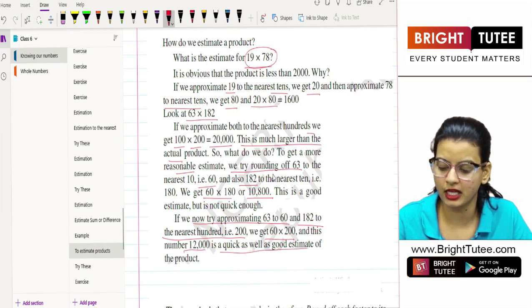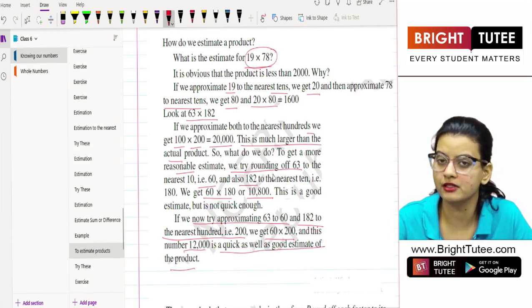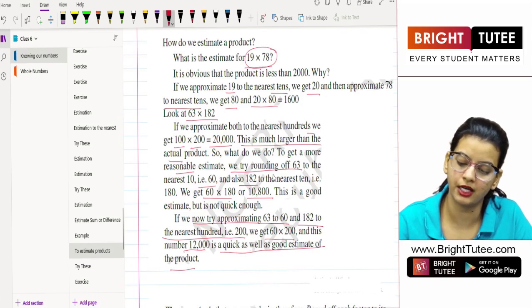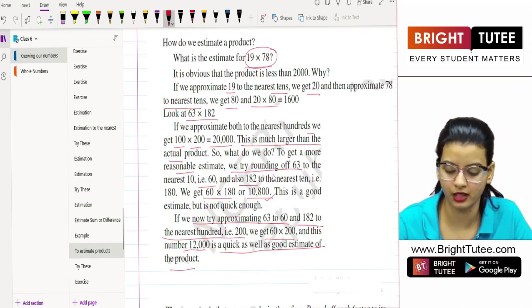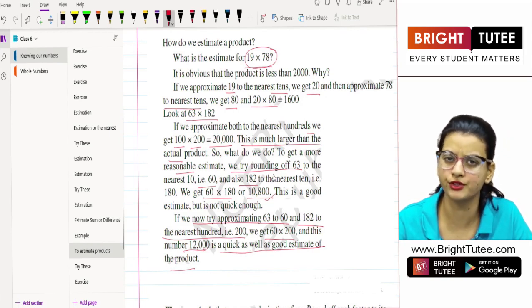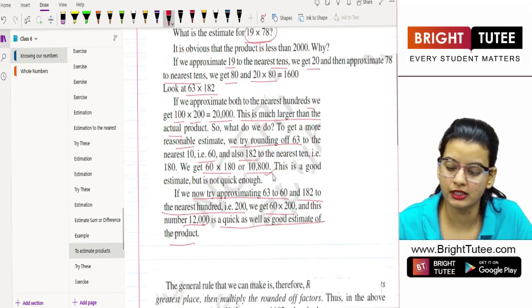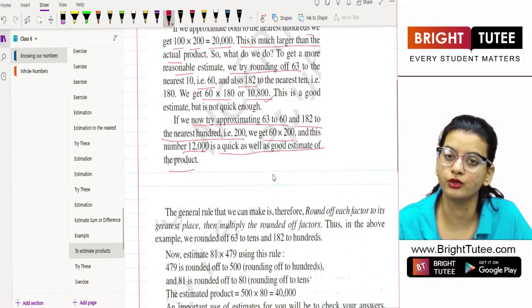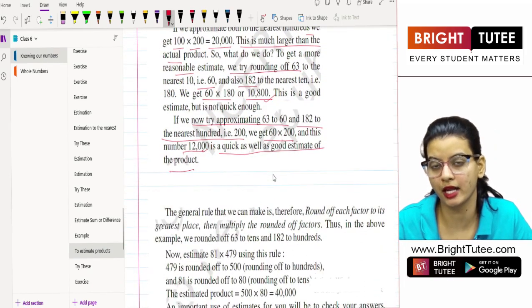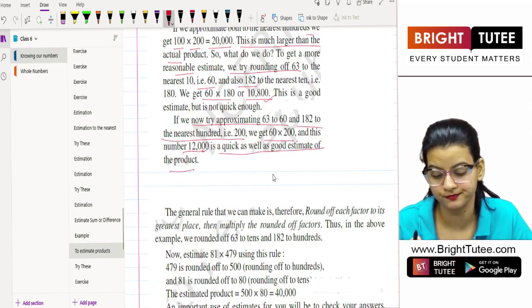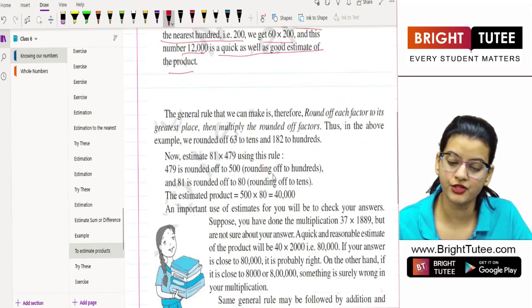Which is a quick as well as good estimate of the product. This is also a good estimate because initially we were getting 10,800, now we are getting 12,000, which is also a good estimate. So in this case, in the product, we rounded off one number to the nearest 10 and the other number to the nearest 100. Now, what is the general rule?